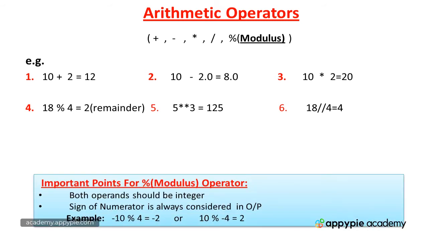Now, important points for the modulus operator: there are two points. Both operands should be integers. The sign of the numerator is always considered in the operation. For example, minus 10 modulus 4 will give you minus 2, but if it is 10 modulus minus 4, that means the denominator has the minus symbol, then we are not going to get minus 2, we are going to get 2 only.